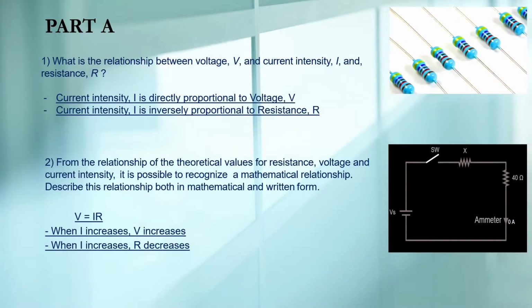So for part A, question 1: what is the relationship between voltage, current intensity and resistance? Current intensity is directly proportional to voltage. The second point is that current intensity is inversely proportional to resistance. That is how V and R relate to current intensity.